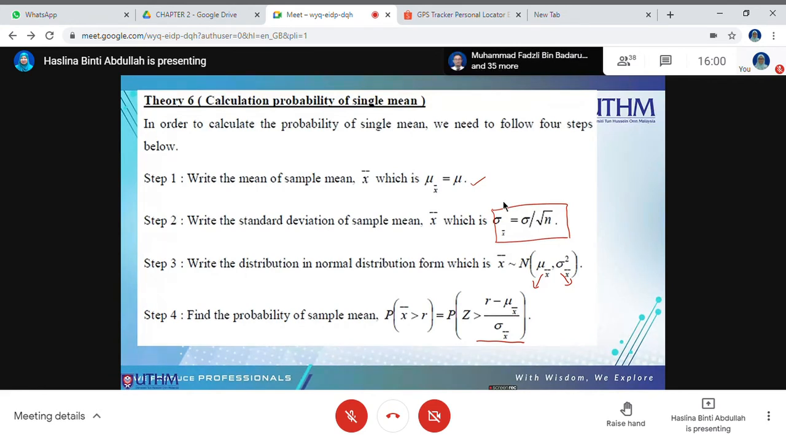Okay, still remember this step? Is this step clear before we proceed to the new subtopic? Clear, Doctor? Okay, clear, okay.